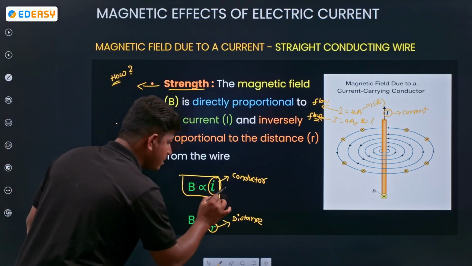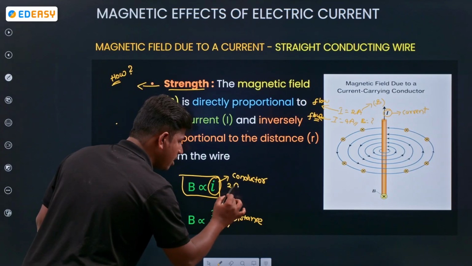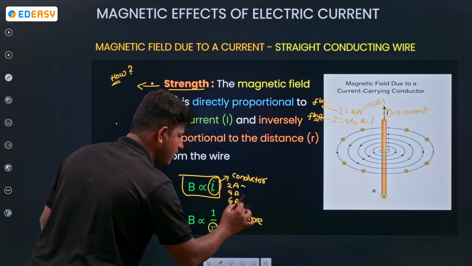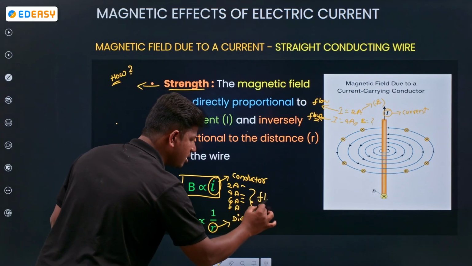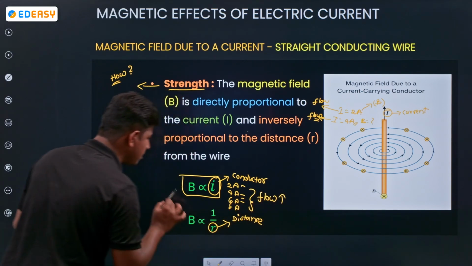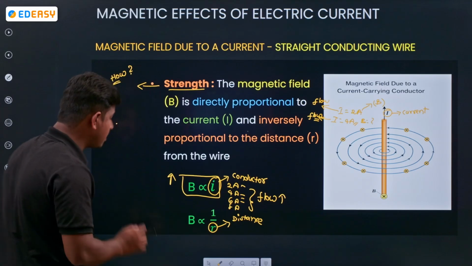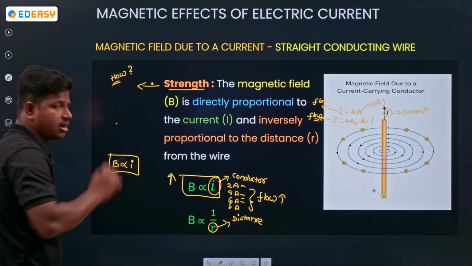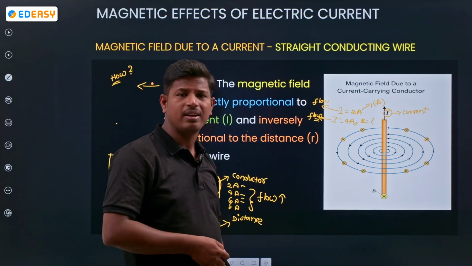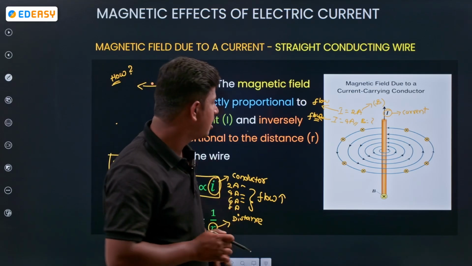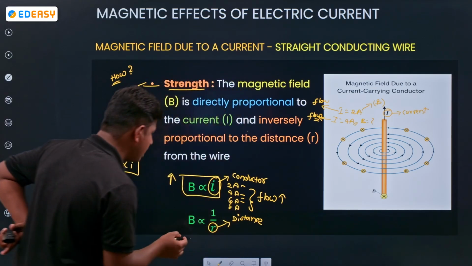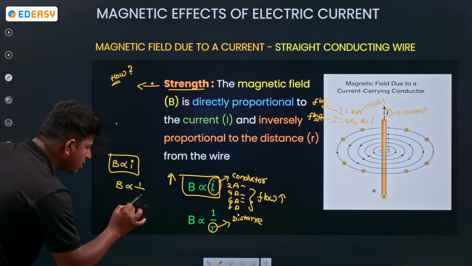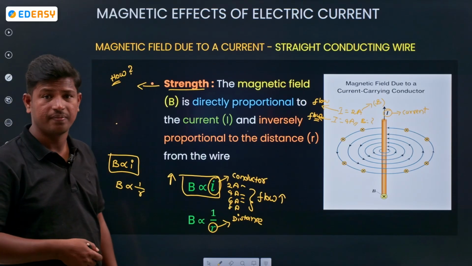Okay, current increases: 2 amperes, 4 amperes, 6 amperes, 8 amperes. So current increases means flow also increases. If flow increases, the magnetic field increases. That's why the magnetic field is directly proportional to the current. And coming to the second point, the magnetic field is inversely proportional to the distance.